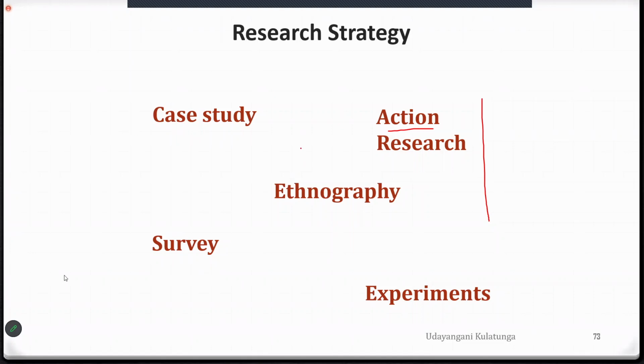But of course, case studies, survey strategies, right? Even experiments. Especially if you are coming from an engineering background, you might think about this particular research strategy as well, experiments. Okay. So think about a suitable research strategy for your work. That is also very important.